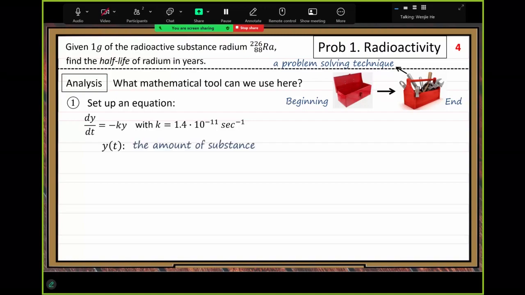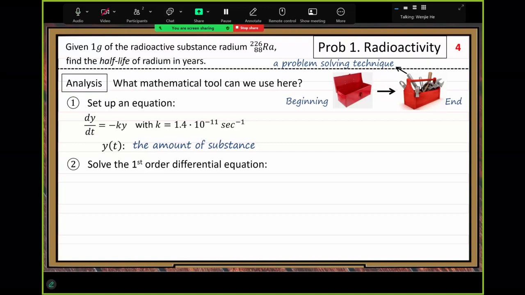Here, this y function means the amount of radium substance. It changes. So our goal is to find this y function, y of t, the explicit form of the y function. That's our goal. Because the goal is this half-life. After we find that, then we can calculate the half-life. So we want to determine this function first.